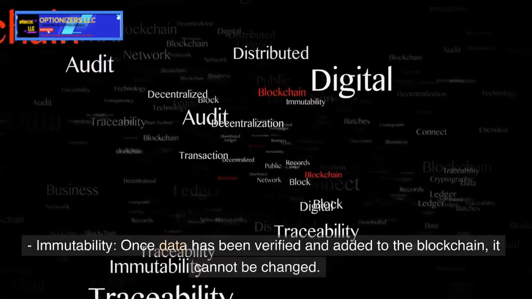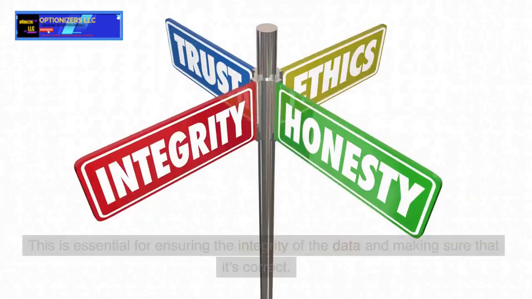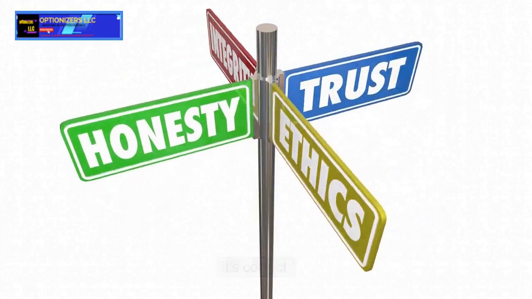Immutability. Once data has been verified and added to the blockchain, it cannot be changed. This is essential for ensuring the integrity of the data and making sure that it's correct.